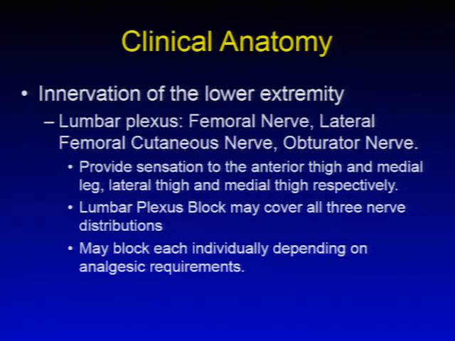Next, we will discuss innervation of the lower extremity and its applications. The lumbar plexus eventually forms the femoral nerve, lateral femoral cutaneous nerve, and obturator nerves. These nerves provide sensation to the anterior thigh, medial leg, lateral thigh, and medial thigh respectively. A lumbar plexus block may cover all three nerve distributions. You may also block each nerve individually depending on your analgesic requirements.